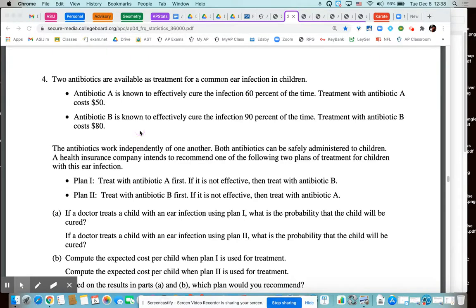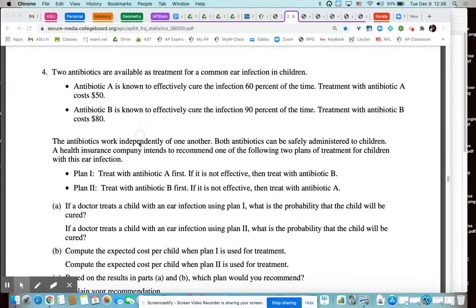What should you do if you're a doctor? What would you recommend to patients? If you're a patient, what are your choices going to be and what makes sense for you? It's a really good problem. I like this problem.